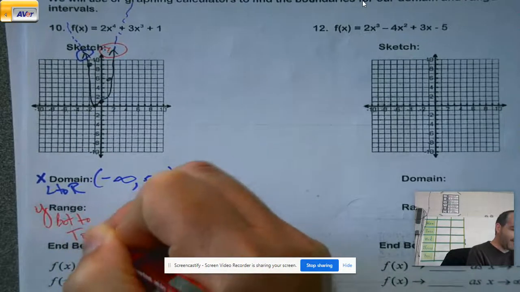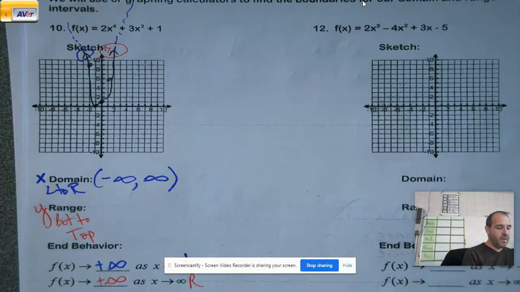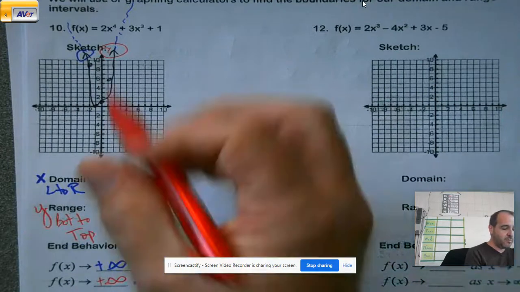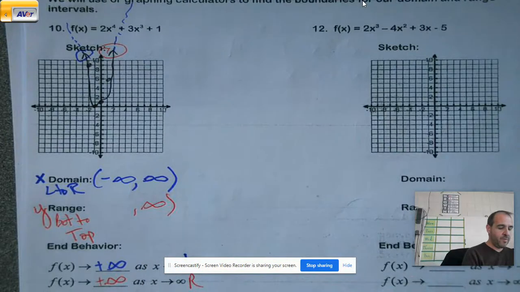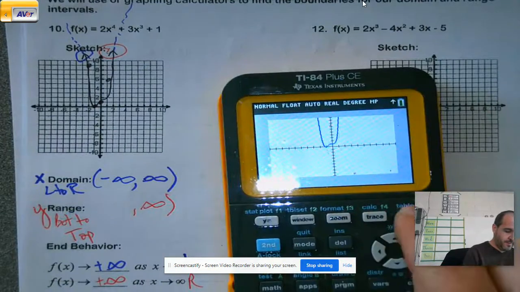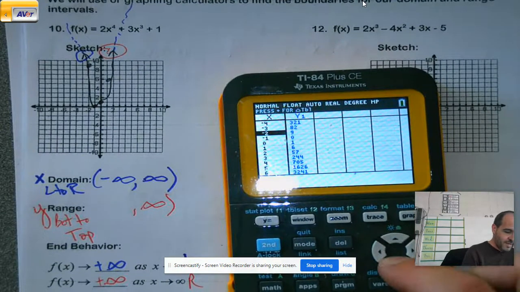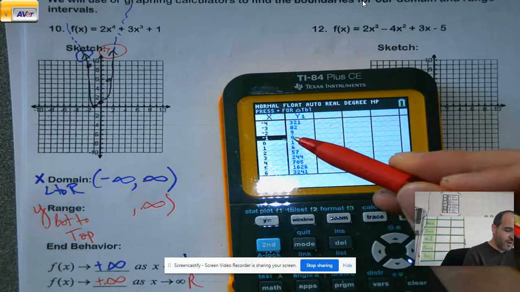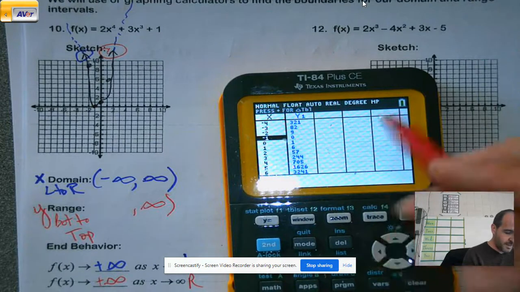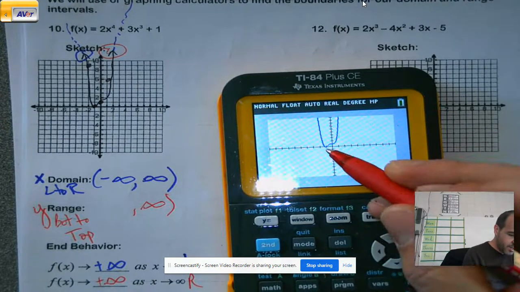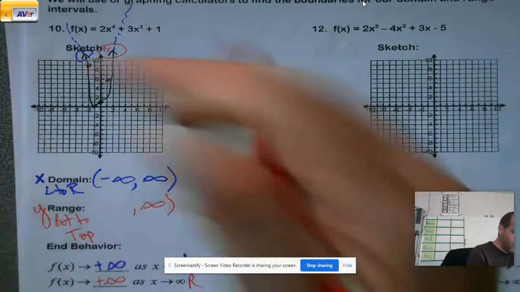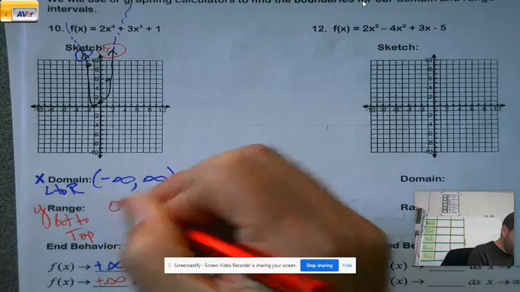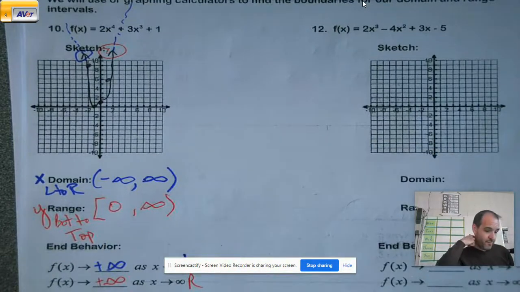Okay. Range. Y values. Bottom to top. Now, this one's a little more interesting because the top, well, top we're going up forever. So now, range. Let's pull our chart back up here. The smallest Y value I see is 0 at -1. So let's look at the graph again. 0 at -1. It doesn't look like it goes down any lower than that. So we're going to roll with 0, okay?